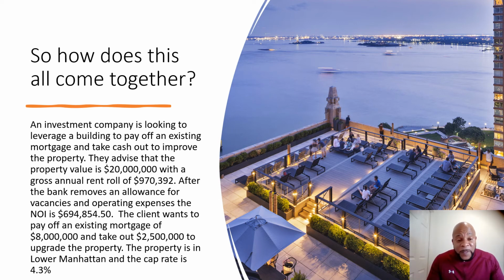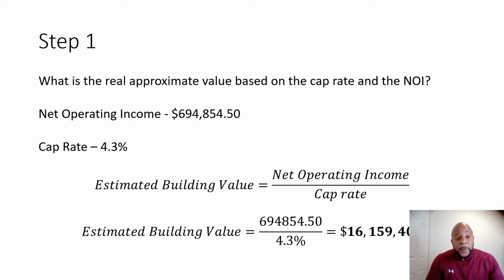So the first step I would take is to look and see what the real approximate value of the property is by looking at the cap rate and NOI. Knowing the area, the cap rate for this particular property would be 4.3%, and we know the net operating income is $694,854.50. Once you do your calculations, you'll see that the value really is only $16,159,407, which is shorter than what the borrower told you, which is probably no surprise. Everybody thinks their property is worth more than it is.